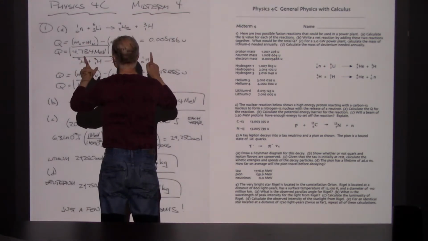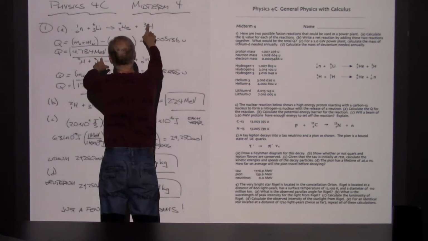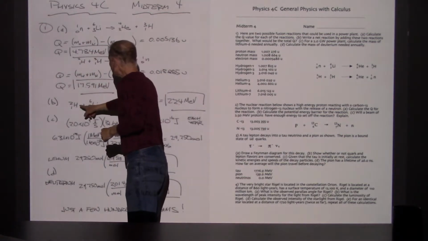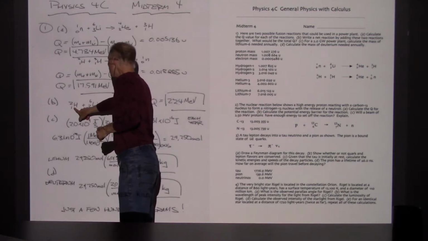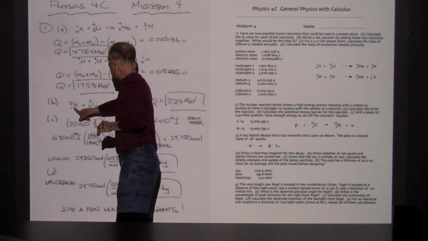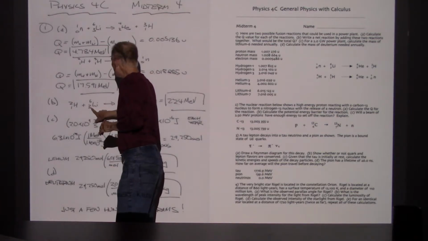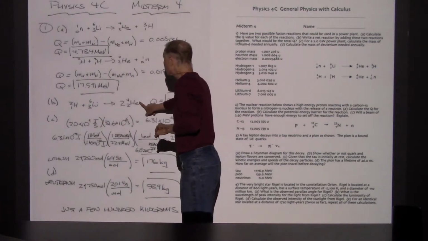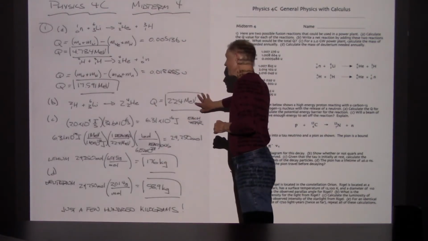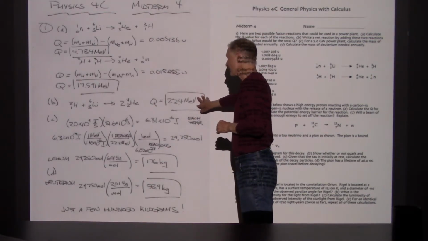The neutrons are on both sides, they drop out. The hydrogen 3s are on both sides, they drop out. And the net reaction is taking a couple of modestly stable isotopes, hydrogen 2 and lithium 6, and forming two really, really stable helium 4s. And that's a lot of energy that gets released in that reaction.